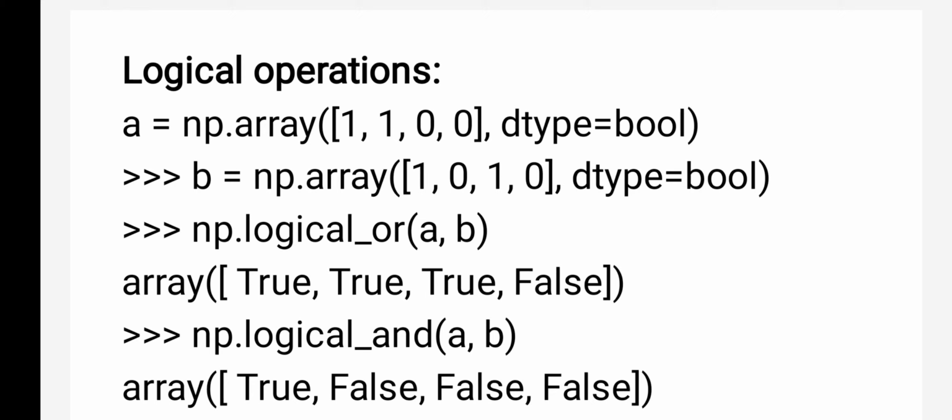Now you see the logical operations. Logical operations I have already explained, logical and, logical not, like that. So here I have given examples with built-in functions. What is the first array? a equals np.array. What is the name of the array? a. How many elements do you have? 4 elements, 1, 2, 3, 4. Now you see the second array, b equals np.array. How many elements do you have? 1, 0, 1, 0. Now you see the third line, np.logical_or.